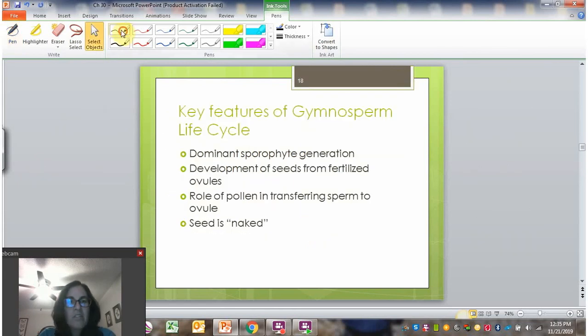So the life cycle of a gymnosperm is going to feature these parts that we've already talked about: cones, ovules, and pollen. It has a dominant sporophyte generation. So the gametophyte is so reduced, it's only in the pollen grains and it's only inside of these reproductive structures. It's never independent at all. The seeds will develop from fertilized ovules. The pollen transfers the sperm to ovules. The seed that matures is a naked seed, so it's not going to be coated in fruit. And so we'll see that life cycle here.